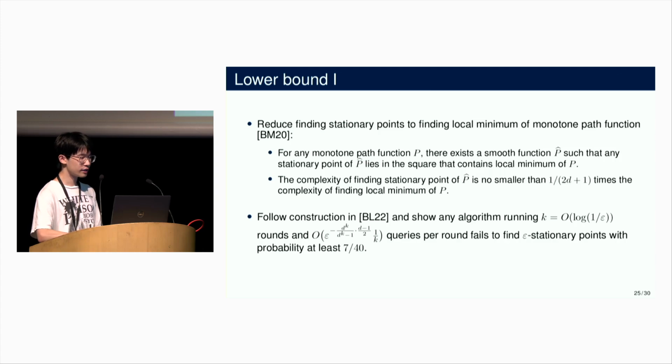Then we complement this result with a lower bound. The lower bound is proved by a reduction, by reducing finding a stationary point to finding a local minimum of a monotone path on the grid graph. And there exists a lower bound for finding a local minimum of a monotone path on a grid graph. So we combine this reduction and the lower bound in that case, and we get the lower bound. And we show our algorithm is optimal.